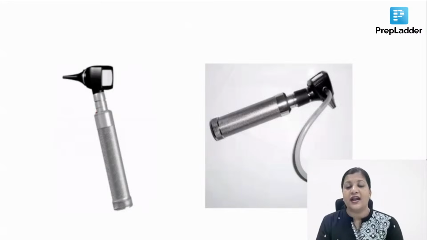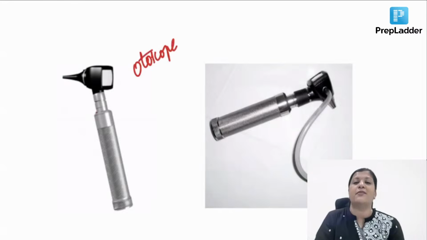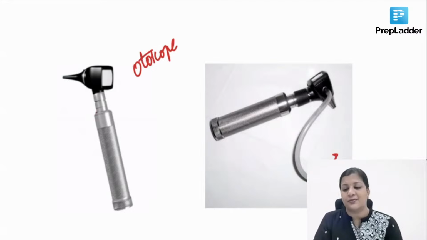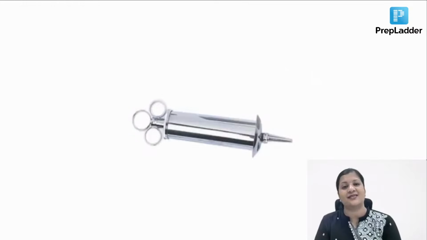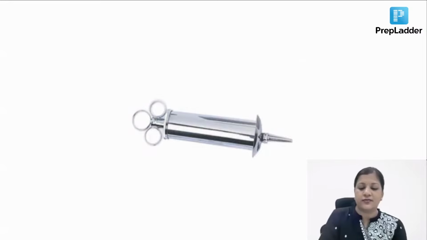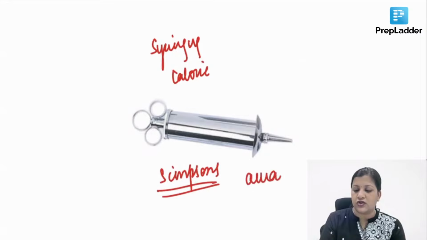To magnify and to visualize, we have got an otoscope to visualize the tympanic membrane and the external auditory canal. To do Siegelization and to increase the pressure in the external auditory canal, we have got a Siegel's attachment, which will help to increase and decrease the pressure in the external auditory canal. The instrument here that is used for syringing, for doing caloric test, is nothing but your Simpson's aural syringe.